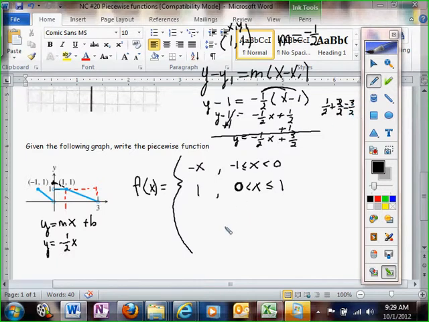So my function here is negative 1/2 x plus 3/2, and the domain for this function is when x is greater than or equal to 1, because I have a closed circle here, and less than 3 because I have an open circle here. So this is how you would come up with this piecewise function from this graph. You would have to know what each piece is, and you would also need to be able to state the domain for each piece.